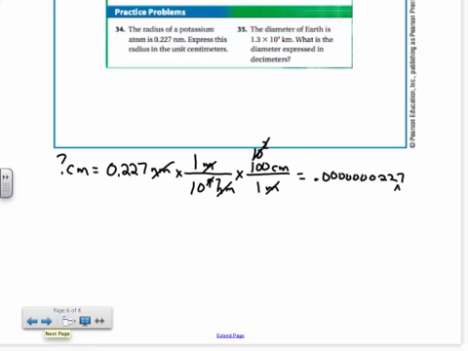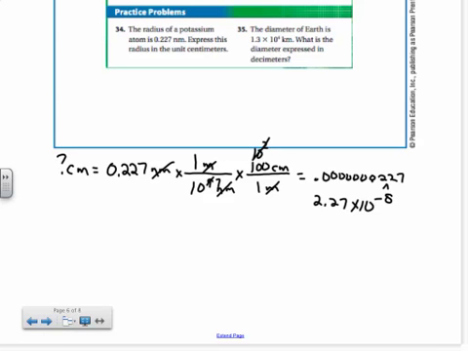Or if we want to change it to scientific notation, moving our decimal place, 2.27 times 10 to the negative 1, 2, 3, 4, 5, 6, 7, 8. 10 to the negative 8.